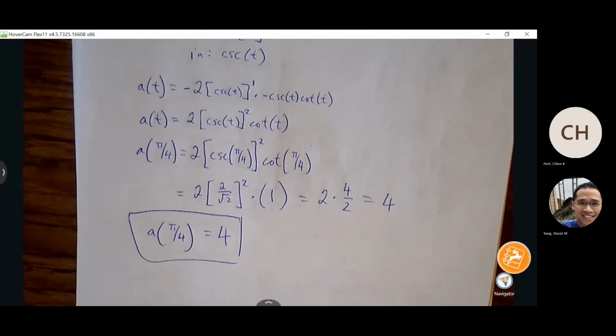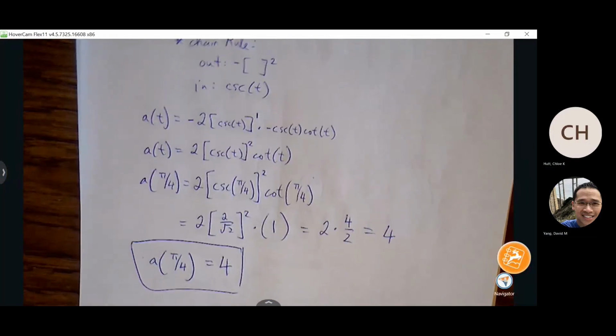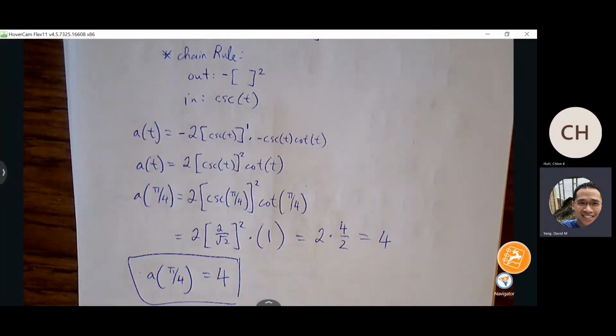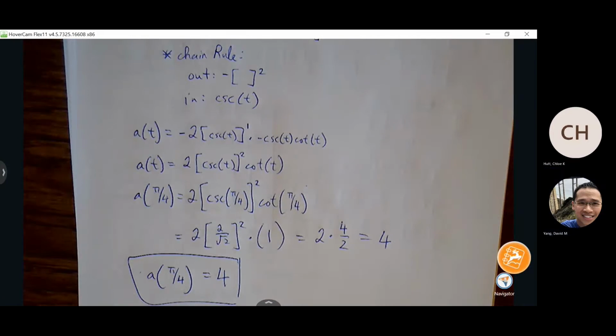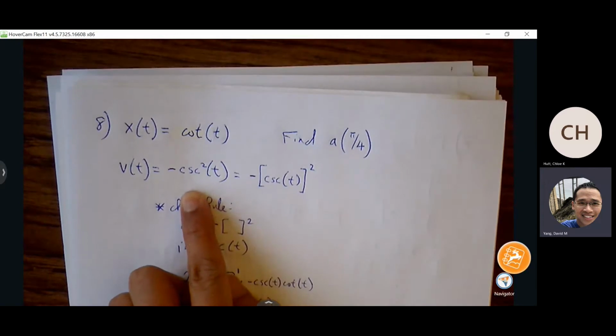Did you guys get 4? Yes, I got it. I agreed. Let's see. Oh, I never did chain rule. Got the chain rule, yeah. Because I think I did the first. Oh yeah, I did negative csc. It said negative csc squared. Oh, to get the velocity function? Yeah, that's what I got.